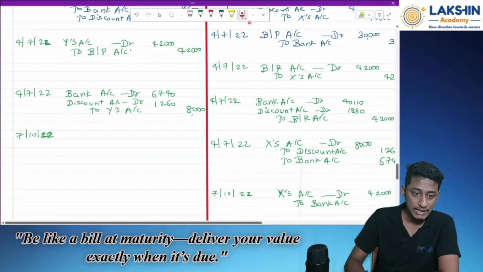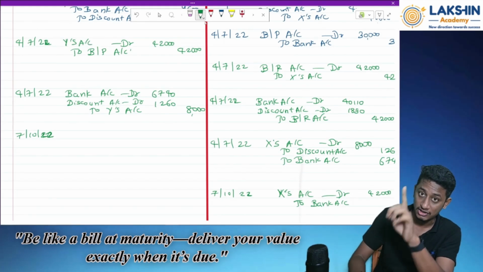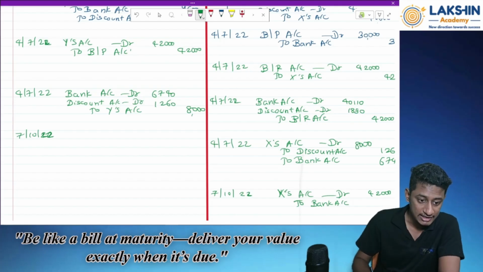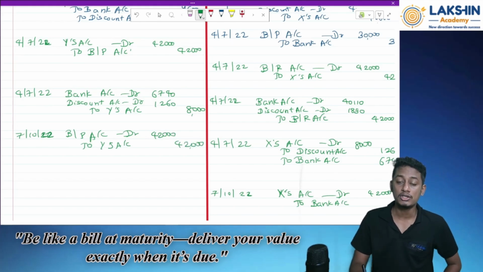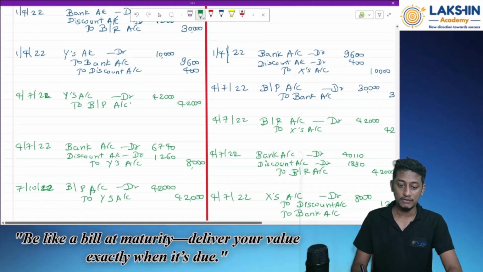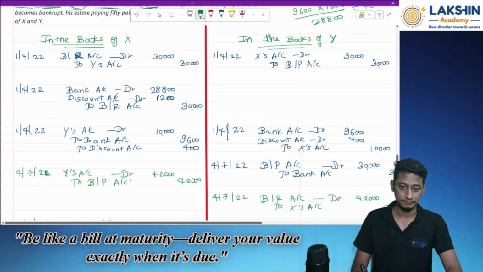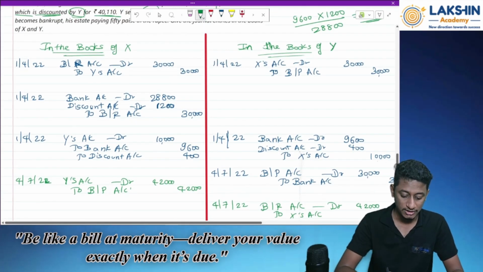See, bill payable was created over here, and it is not cancelled anywhere. So I should cancel it because it is dishonored now. The cancellation entry will be by debiting the bills payable account. Again, look at the theory part to get a better grasp of it. To Y's account, that is rupees 42,000. Now again compute the values. Debit will be positive and credit will be negative. So 30,000 rupees negative.